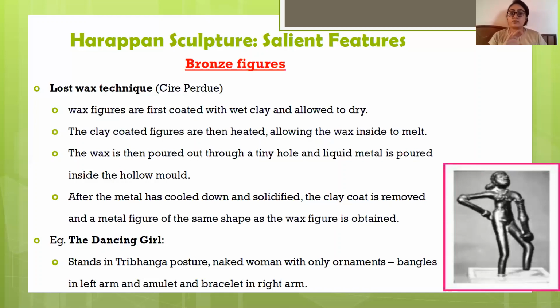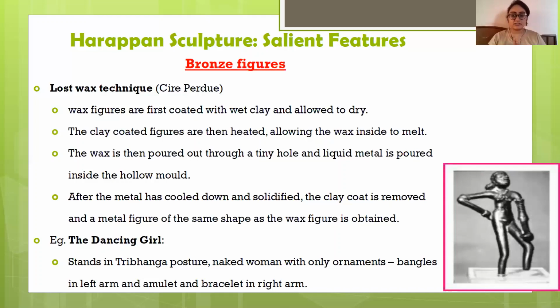The wax is then poured out through a tiny hole from the clay figure, and the liquid metal, we are talking about a bronze figure, so the liquid bronze is poured inside the hollow mold. After the metal has cooled down in that clay figure and solidified, the clay is removed, and what we get at the final stage is a metal figure of the same shape जो हमने wax figure बनाया था.